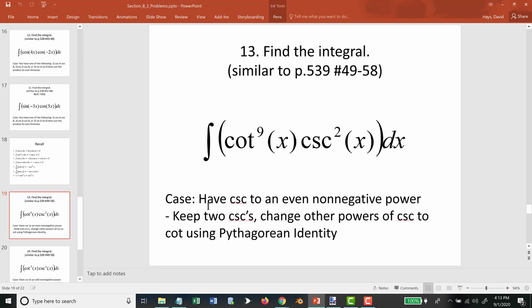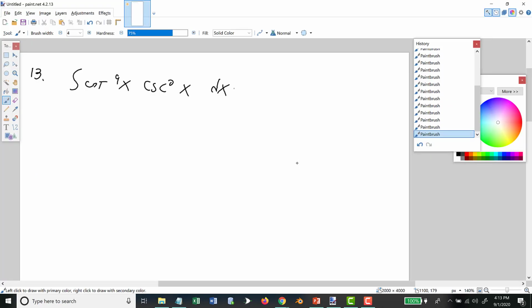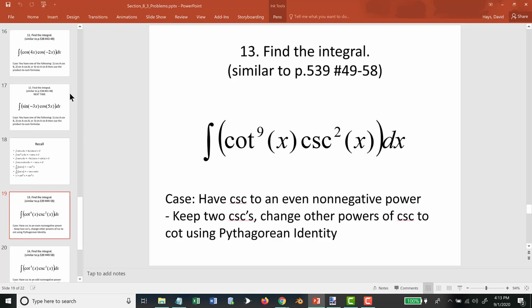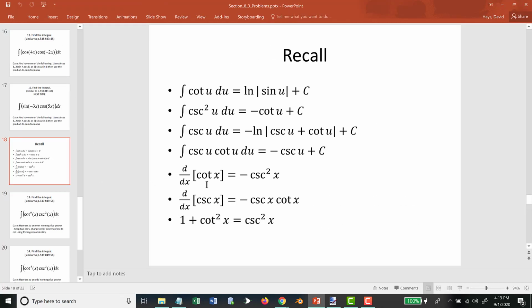Now this one is where you have cosecant to an even non-negative power, which is what we have. It says keep two cosecants. Well, that's all we have is two cosecants. Change other powers of cosecant to cotangent using Pythagorean identity. Since we don't have any other cosecants besides those two we're keeping, then I probably can use substitution directly, assuming the derivative of cotangent is cosecant squared. Well, let's see if the derivative of cotangent is equal to negative cosecant squared. Close enough.